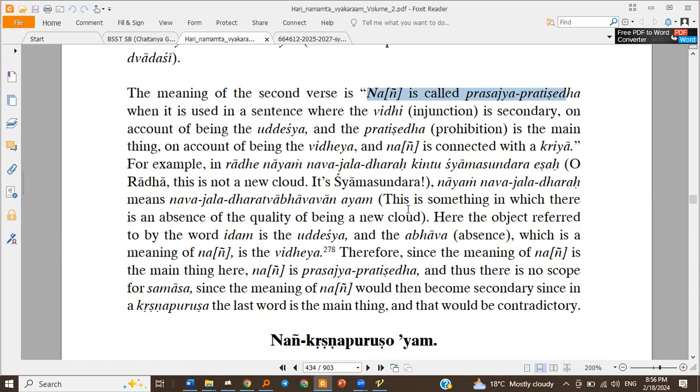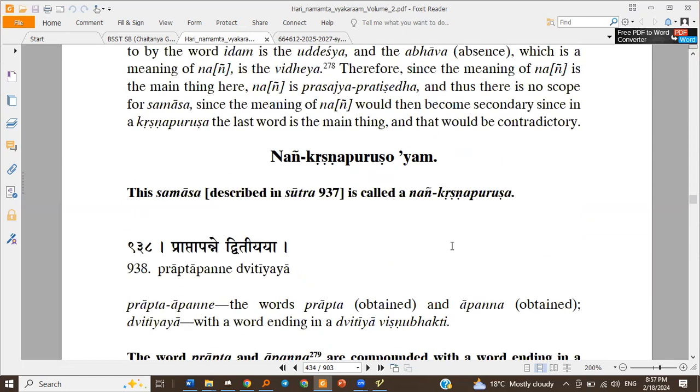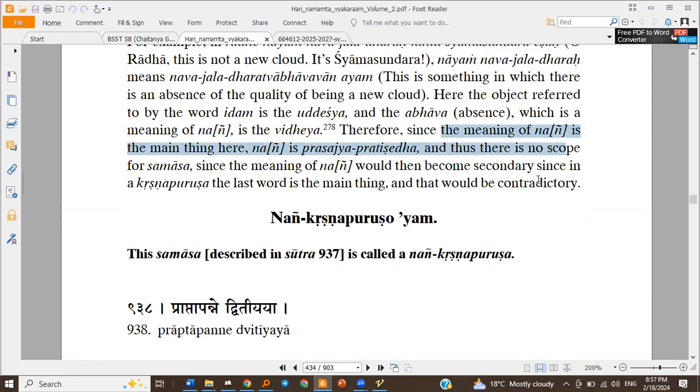Nayam navajaladharaha means navajaladharatva abhavavan ayam. This is something in which there is an absence of the quality of being a new cloud. Here, the object referred to by the word idam is the uddesha, and the abhava, which is a meaning of nai, is vidheya. Here, nai is connected with the implied kriya asti or bhavati. So, since the meaning of nai is the main thing here, nai is prasajya pratishedh, and thus there is no scope for samasa.